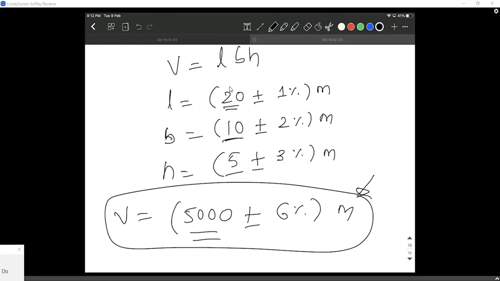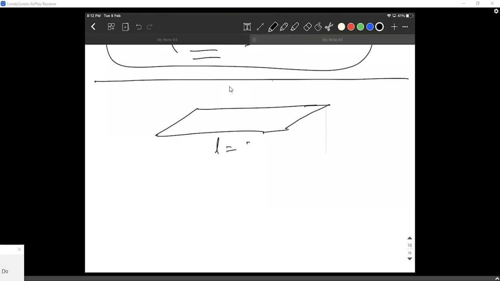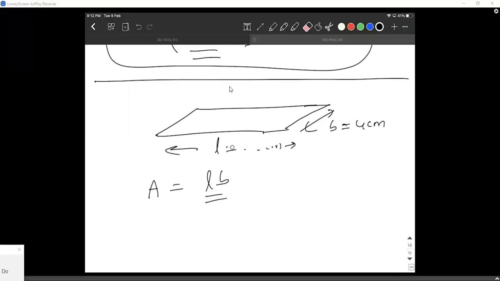So let me give you another question, just for confirmation. A sheet has length as 20 centimeters, breadth as 4 centimeters. Area equals L into B. I'm even giving this formula. But 20 centimeters, oh wait a second, length is not 20 centimeters. Length is given as, let me delete this part.